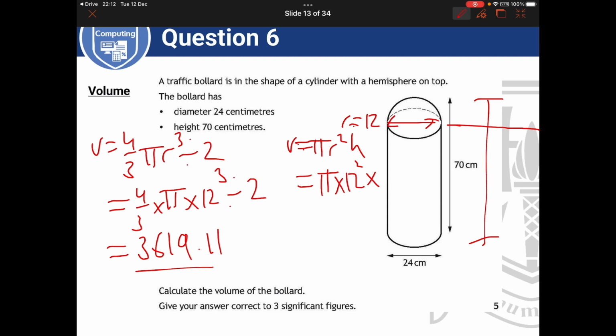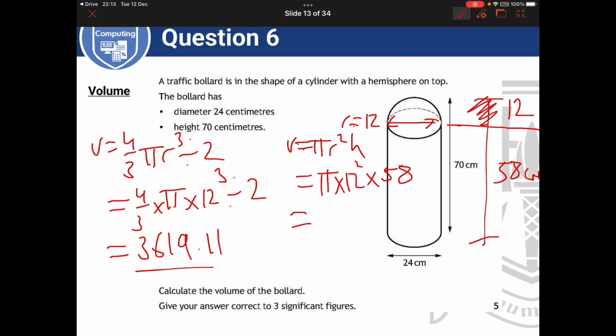So what's the height of the hemisphere? Because that's really the bit I want to get rid of. What's this bit here? Well, that bit here is the same as the radius of the hemisphere, isn't it? Because that's the middle to the outside edge of the hemisphere. So that bit there will be 12. So the height of the cylinder on its own will be 70 take away 12, which is 58. So the cylinder itself has a height of 58. So we're going to times by 58. Sorry, this is looking a bit messy.